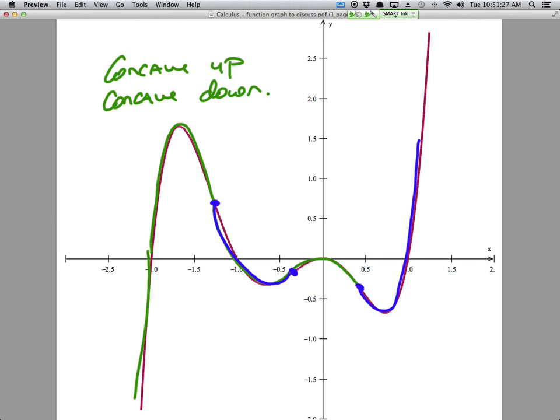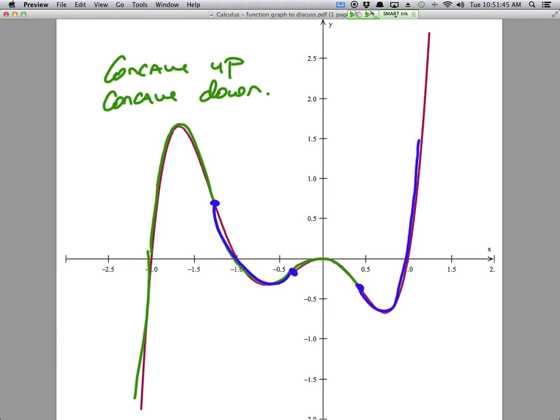Just think about it if you're holding it with your hand. If I'm doing it with my hand, which way am I pointing? Down, so it's concave down. If I'm holding it with my hand, which way am I pointing? Up, so it's concave up. So concave up is here, concave down is there.